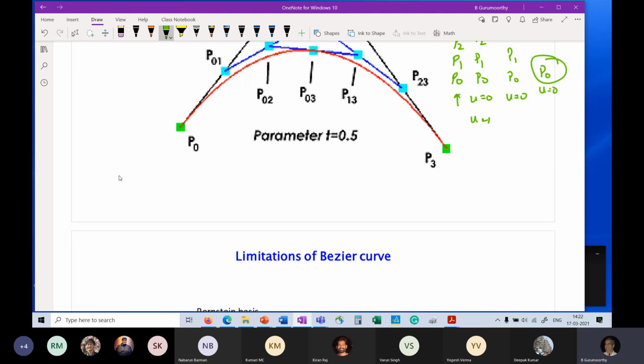So the question now to you is: do you see any problems with the Bezier curve? From whatever you have understood so far, do you see any issues with the use of Bezier curves? Or can we stop this conversation right now and say, okay, curves, we are done, Bezier curves, and we can go on to surfaces now?